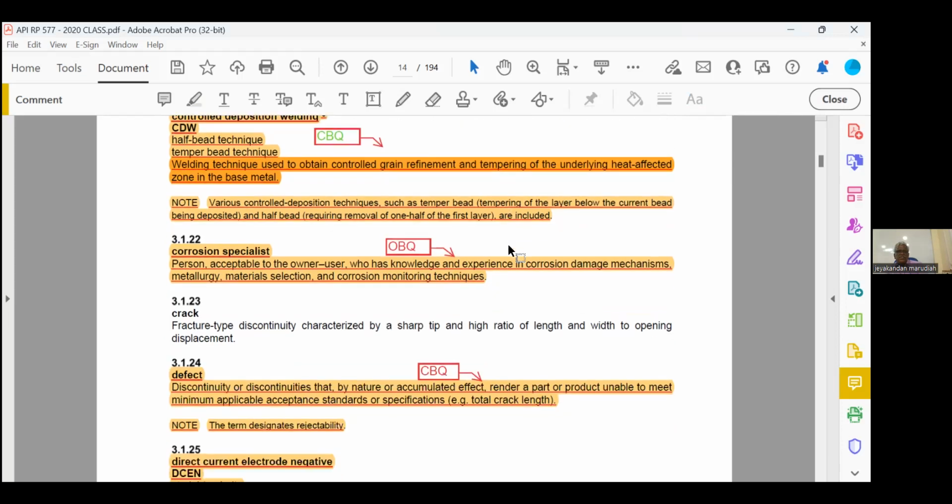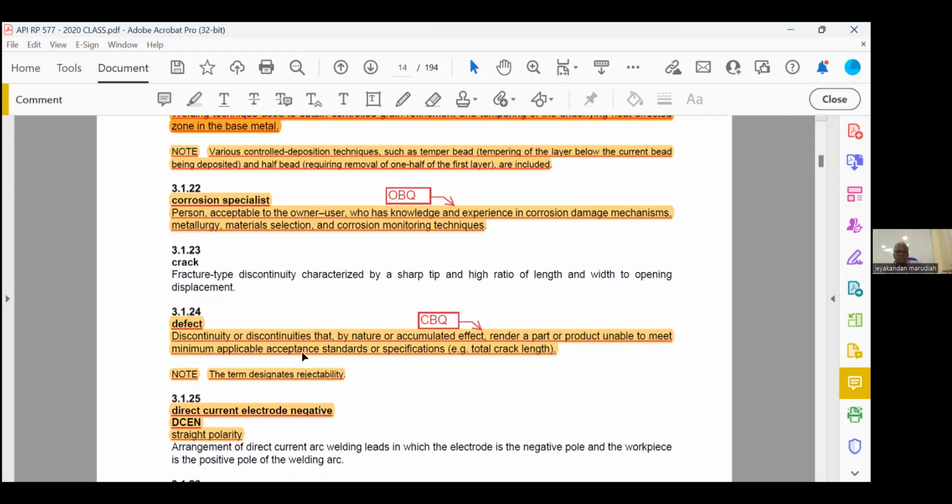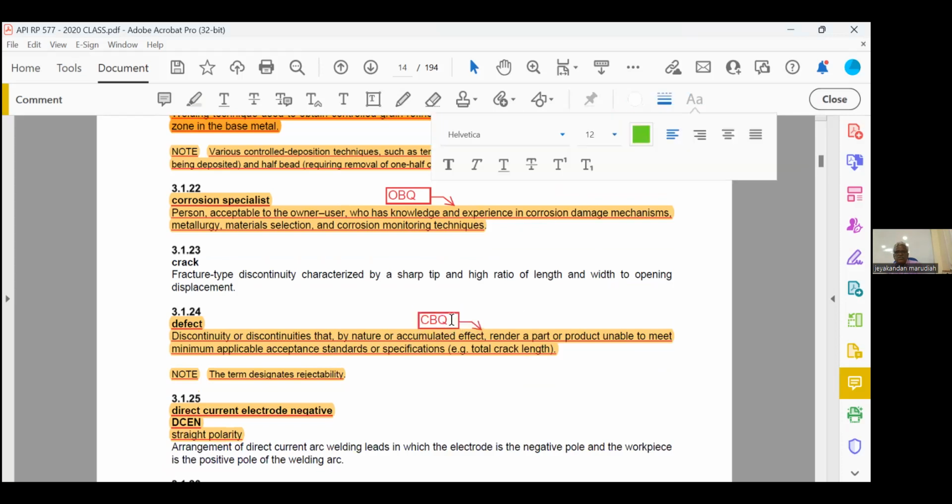Then corrosion specialist, person acceptable to the owner-user who has knowledge and experience in corrosion damage mechanisms, metallurgy, material selection and corrosion monitoring techniques. That is an open book question. Then defect, a type of discontinuity that by nature or accumulated effect renders a product unable to meet the minimum applicable acceptance standard. That is a closed book question.